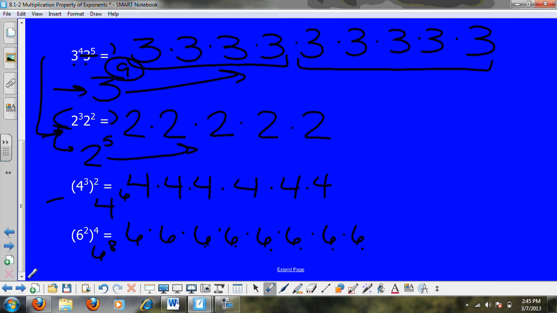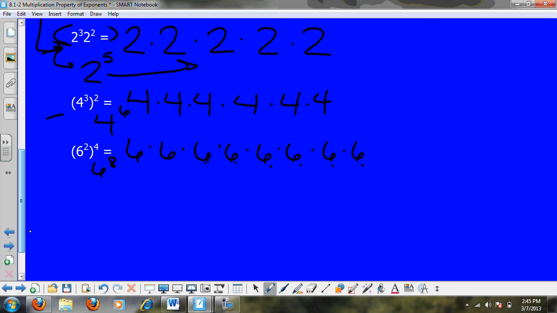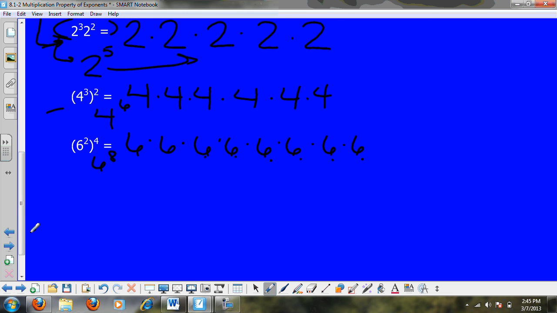These last two. How did I get the quantity 4 cubed squared? What happened to the 2 exponents for me to get 6? 3 times 2 is 6. There's the math to prove it. Is 2 times 4 8? Yes. And there's the math to prove it.